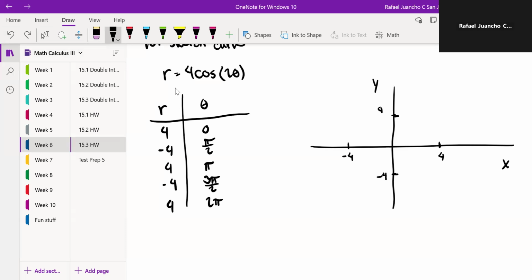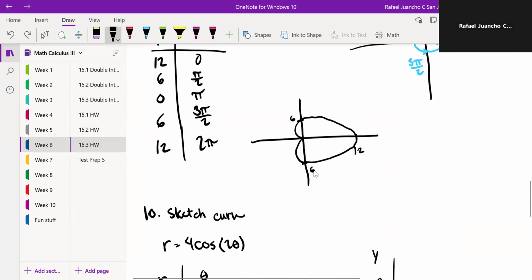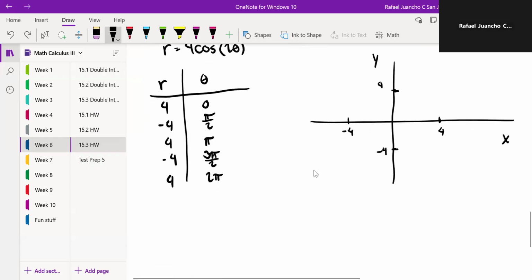Wait a minute. Wait, I just realized this. What does it mean to have a negative radius? Yeah, I just realized this. What does it mean to have a negative radius? Okay, let me go ahead and rewatch the video because I don't know.